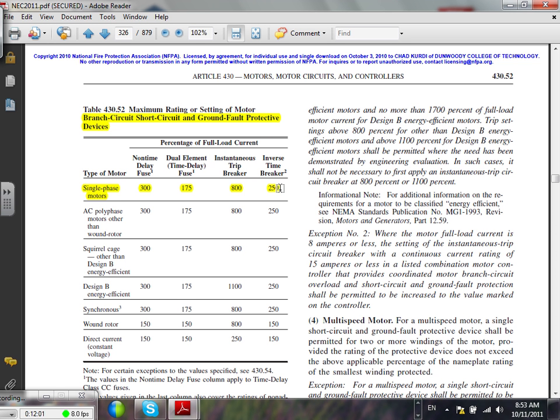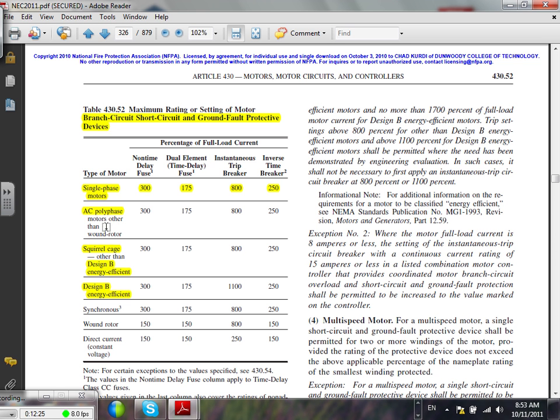So as I start going through the example right now, and I say you're going to go to 250, 430.52, inverse time circuit breaker, you know what I'm talking about, right? Everybody knows what we're talking about. Let's go three-phase. All three phases are the same. Squirrel cage with energy efficient is a special, Design B, energy efficient is special here.